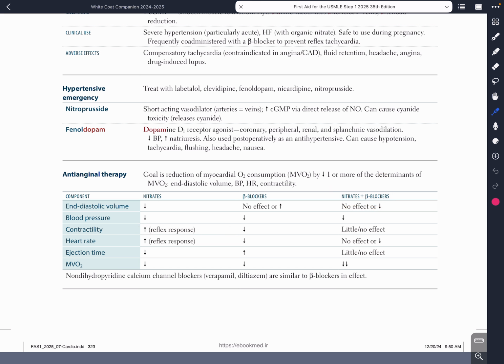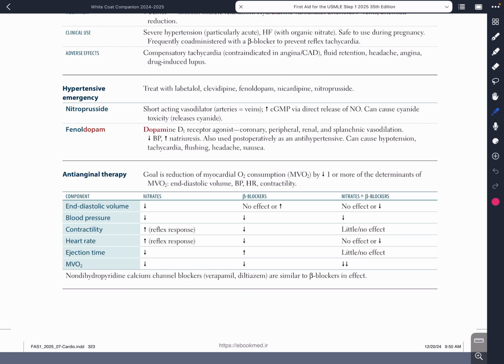Now let's see what happens if you have increased heart rate. Contractility and heart rate are the same thing here, so the results are the same. If you have increased contractility and increased heart rate and you give nitrates, they tend to increase with reflex responses. If you give a beta blocker, they both go down. The net effect is that they cancel out each other.